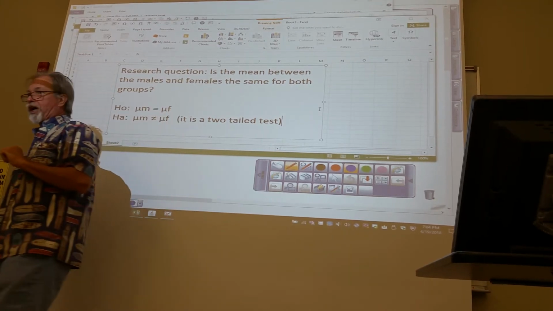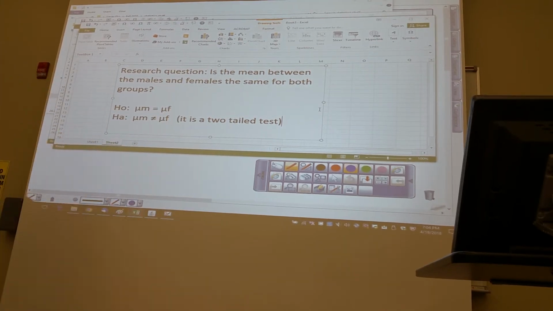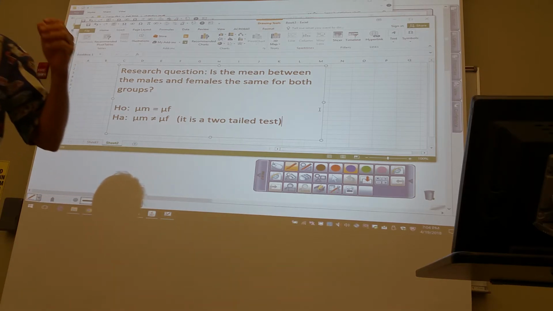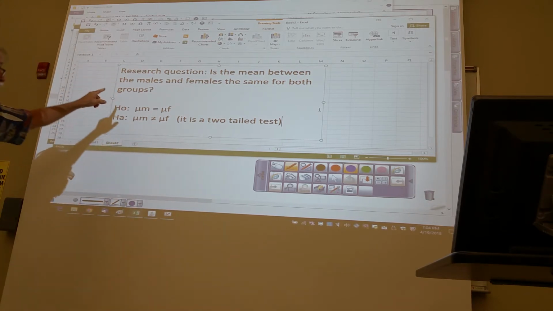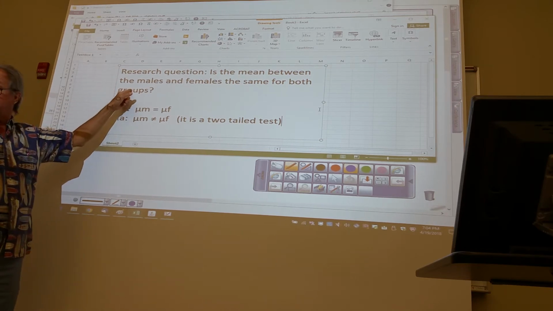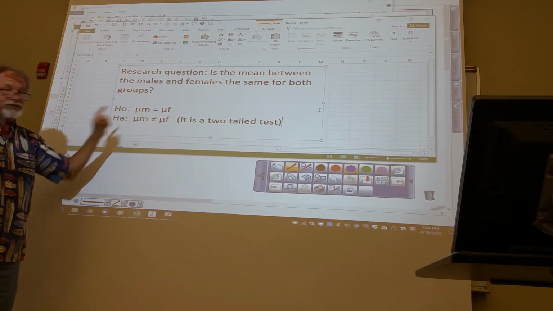The mean of the males more than the mean of the females. See, if I was actually asking, do males take more, or in this case, since it looks like it, I might say, are the males taking less? And here's where it's going to get real confusing for some of you. Depending on how I write this, if it's a one-tailed test, I can write this either way.